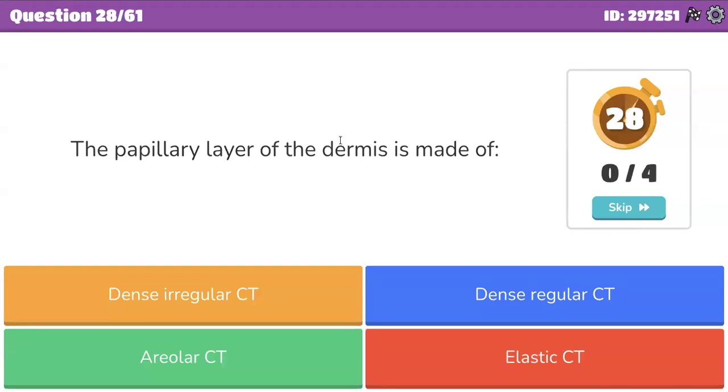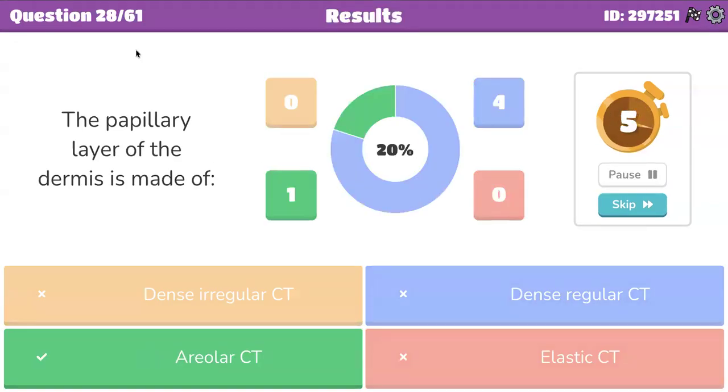The papillary layer of the dermis is made out of which connective tissue? The areolar connective tissue.